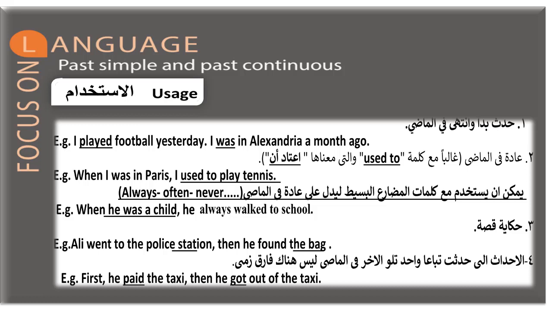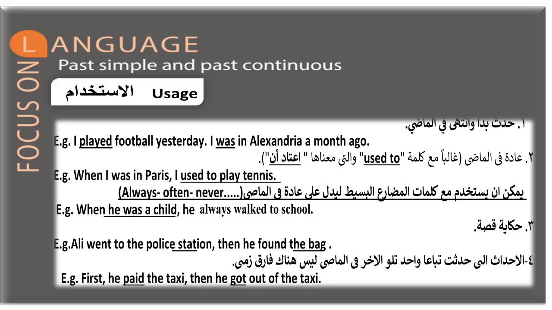بس ما نتكلمش عن عادة الماضي. يمكن أن نستخدم كلمات المضارع زي always or often or never with the past. When he was a child he always walked to school. لما كان صغيرا هو كان دائما يمشي إلى المدرسة.